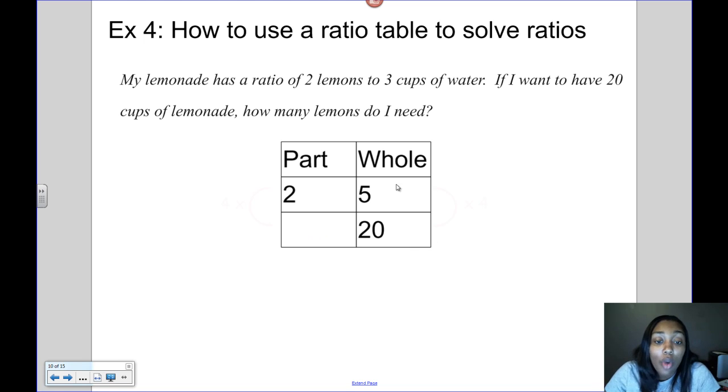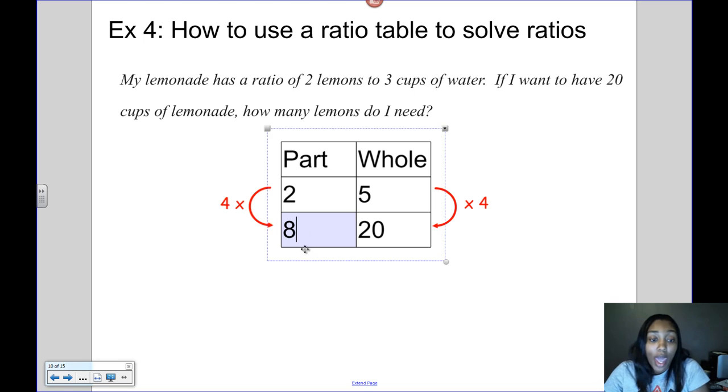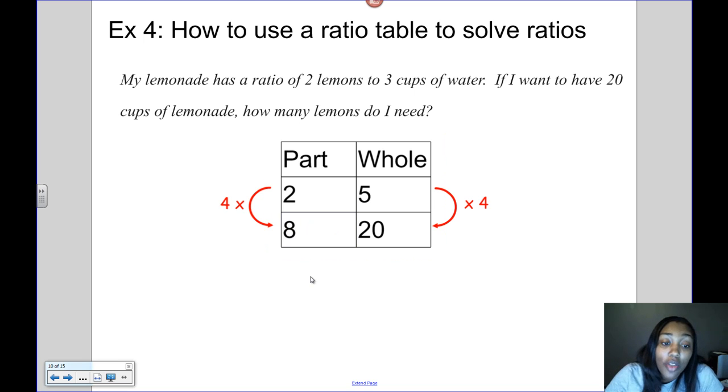So I want to see, well, how did I get from the 5 to the 20? What did I do to get from 5 to 20? Well, I had to multiply by 4. So if I did that to one side of the table, then I have to do that exact same thing to the other side of the table. So if I multiply 2 by 4, then that means this side of the table has to be 8. So that means that we have to use 8 lemons to make 20 cups of lemonade.